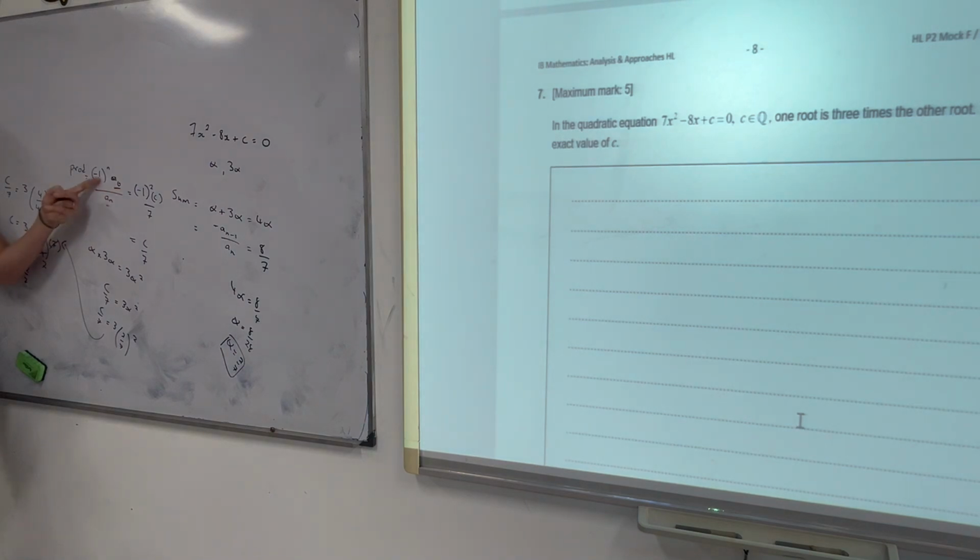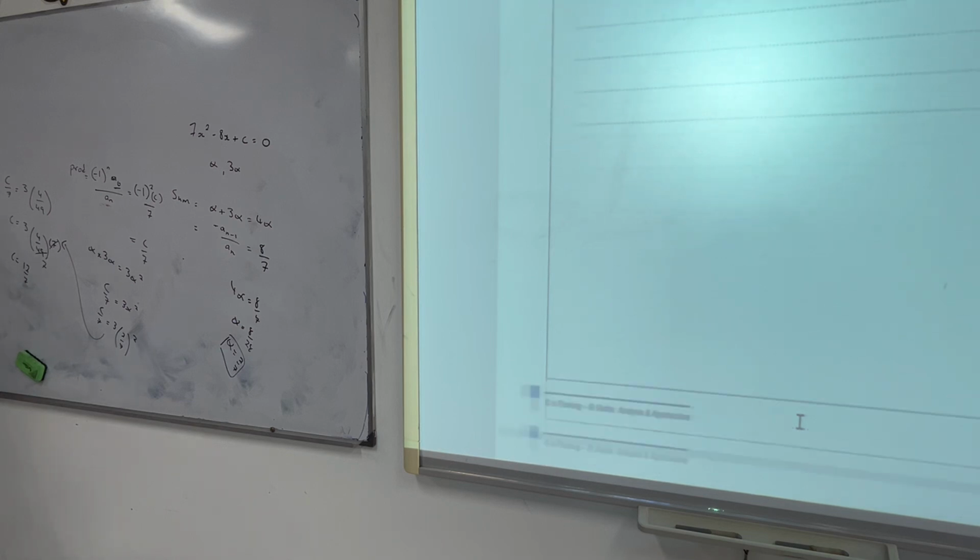That's a_0 times minus 1 to the power n over a_n. That's from the formula booklet. Okay. So they don't say c over a and b over a in the formula booklet, so get used to that if you previously were not. Okay, next question.